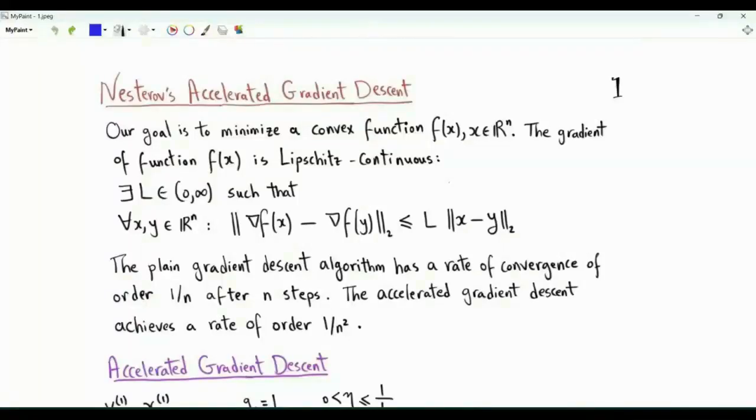Bismillah ar-Rahman ar-Rahim. We are interested in minimizing a function f of x. F is a function from Rn to R. F is a differentiable convex function. Its gradient, which is the vector of partial derivatives, is Lipschitz continuous.